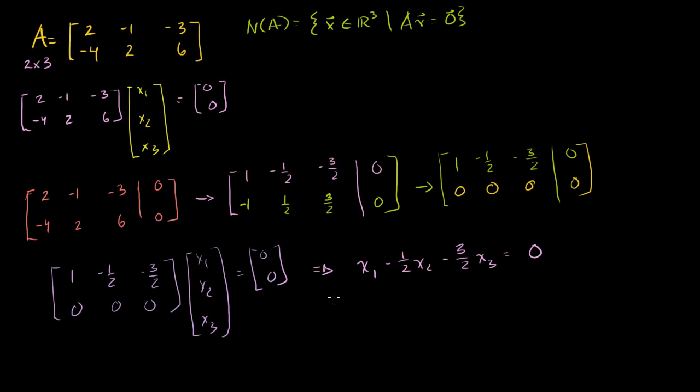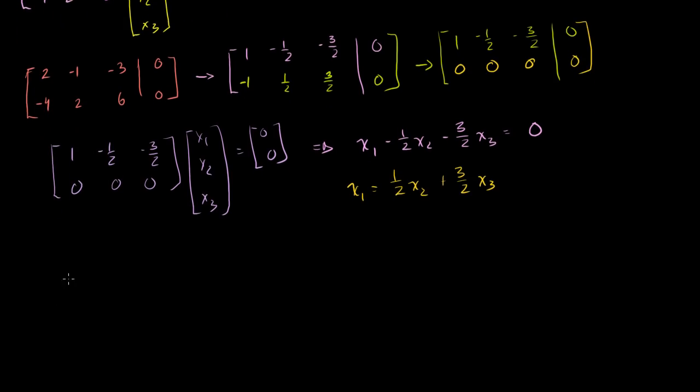If I want to write it a little bit differently, I could write it as x1 is equal to 1/2 x2 plus 3/2 x3. Or if I wanted to write my solution set in vector form, I could write that my null space is going to be the set of all the vectors x1, x2, x3 that satisfy these conditions that are equal to what?